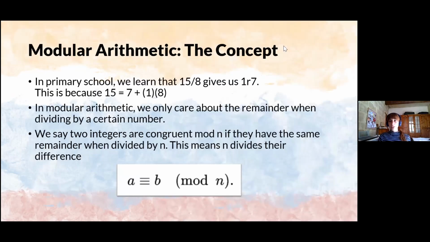The concept is something done in primary school. We learned that 15 divided by 8 gives us 1 remainder 7. In modular arithmetic, we throw away the 1 and we keep the 7. So we say that 2 numbers are congruent mod n if they have the same remainder. So in this system, 4 is equal to 8 mod 2 because they both have remainder 0.